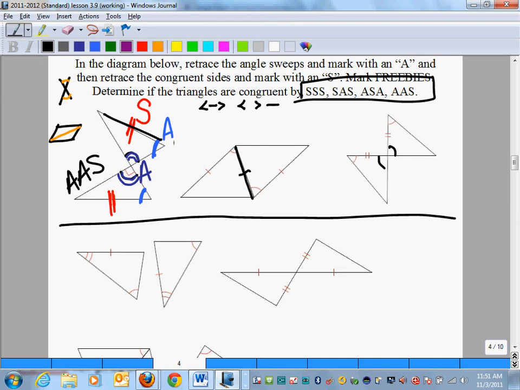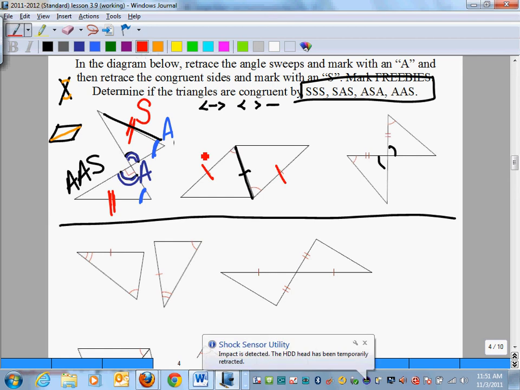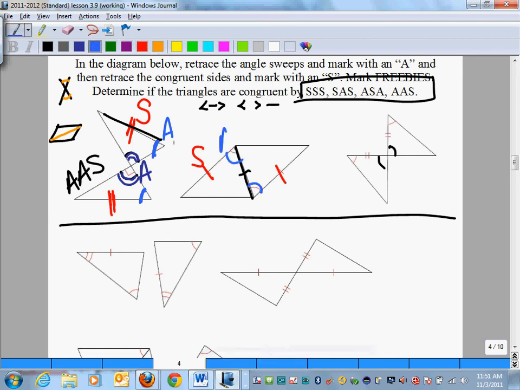Okay, ready? Step number two. Work with me here. Hatch mark, side, angle, angle, A, reflexive, side. This is side angle side.